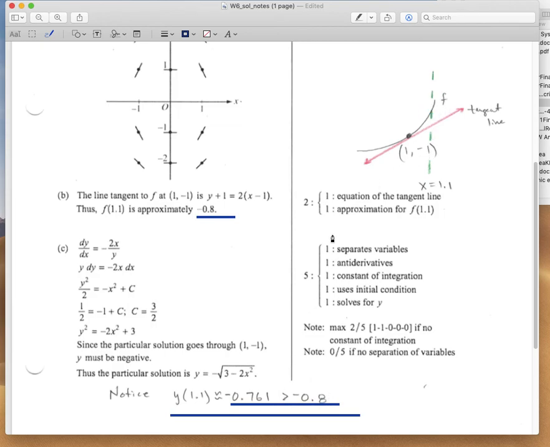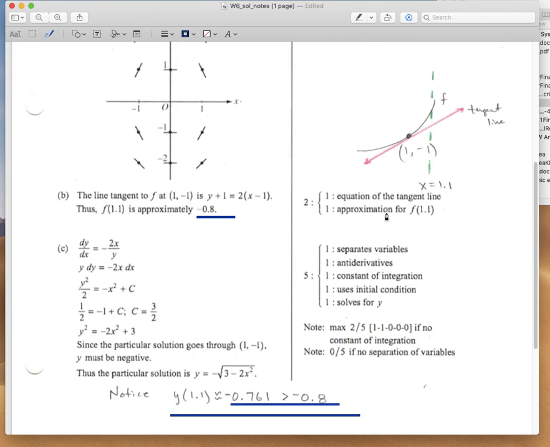Okay, so keep in mind, and this is a big deal, these points. Look at this. If you don't have a constant of integration, you're only eligible for the first 2 points, the separate and the integrate. That's a big penalty. Don't forget the C. If you can't separate the variables, you get nothing for that whole part. And this is 5 points, which is quite a bit of points for one single part of a question.